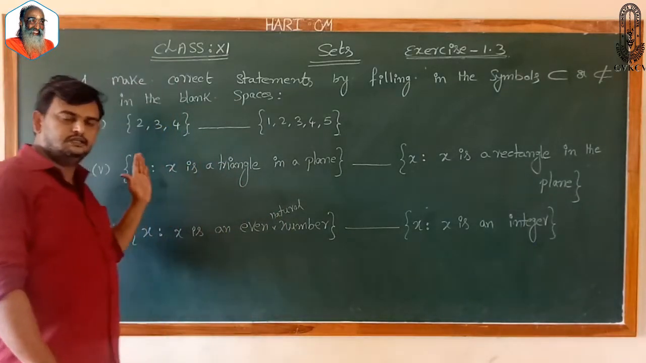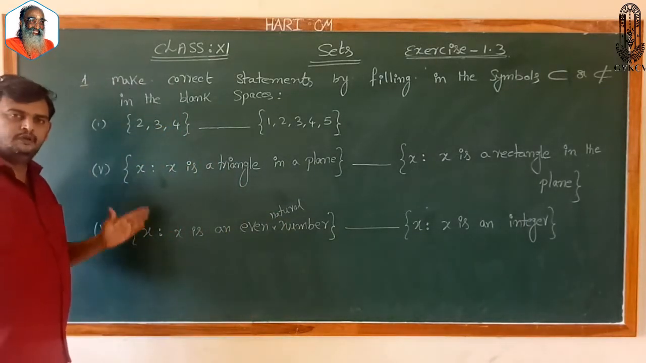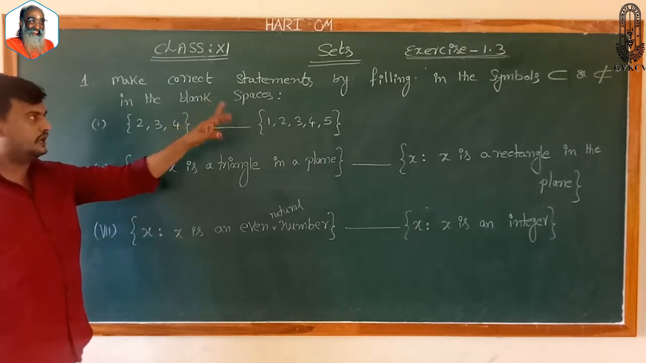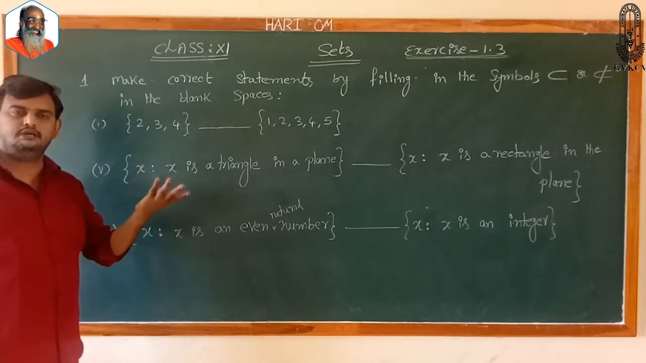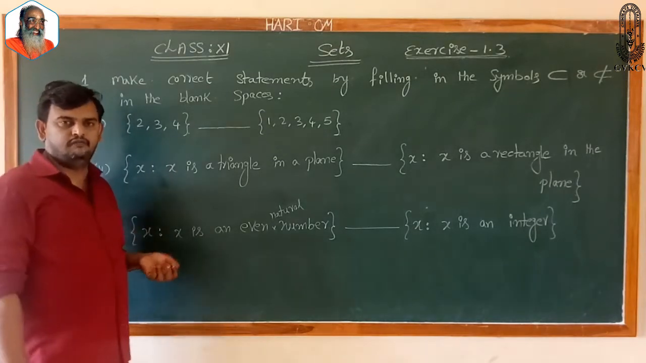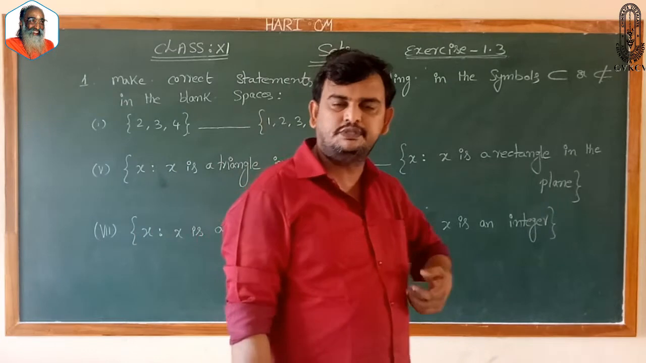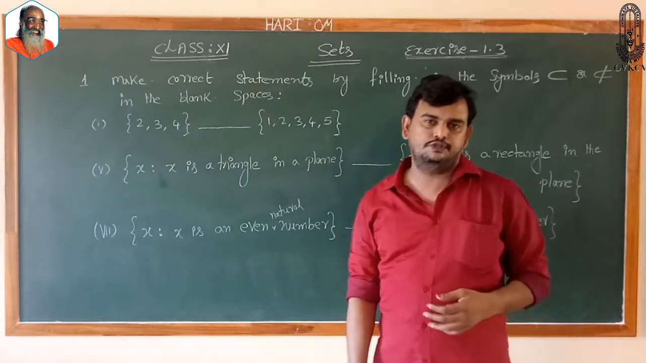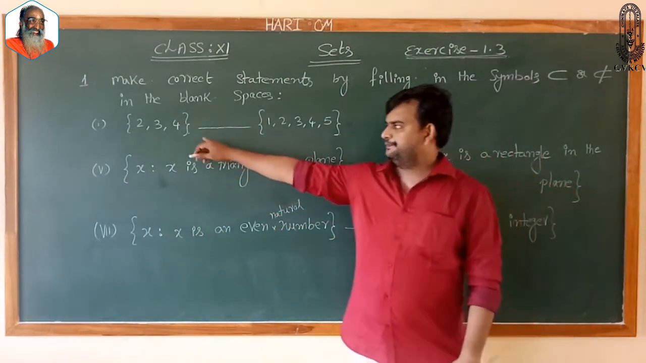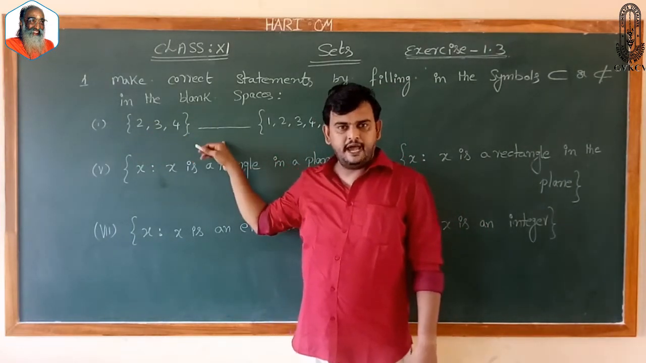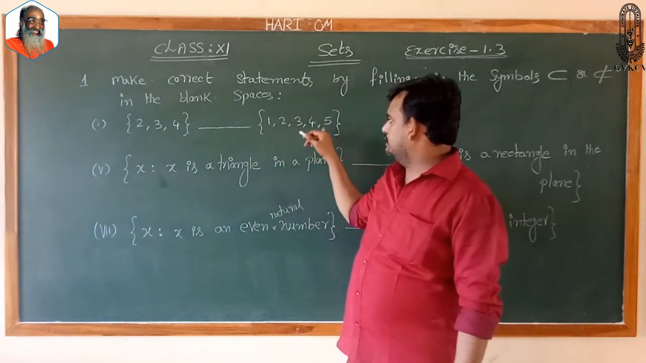Now, let us see, three statements are given. We have to make these statements correct using the appropriate symbol, whether we have to use the subset symbol or the not subset symbol. Now, the first statement: set {2, 3, 4} dash set {1, 2, 3, 4, 5}.